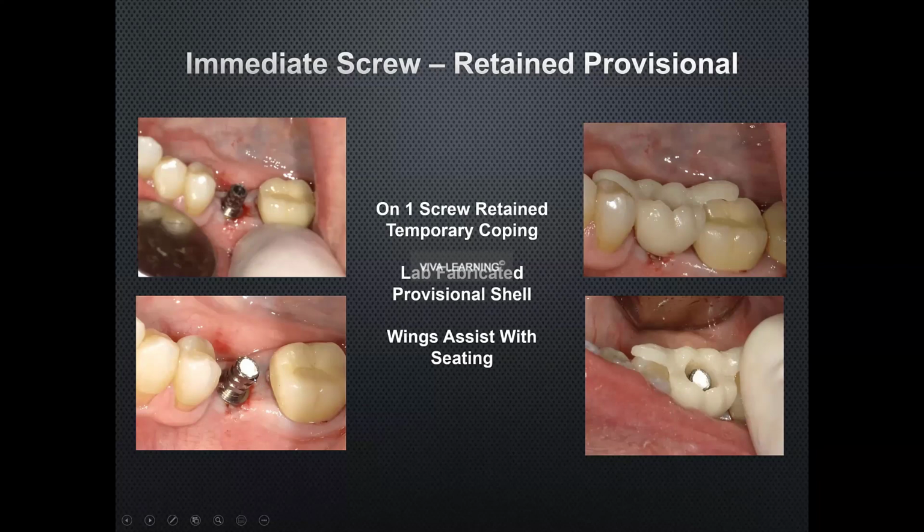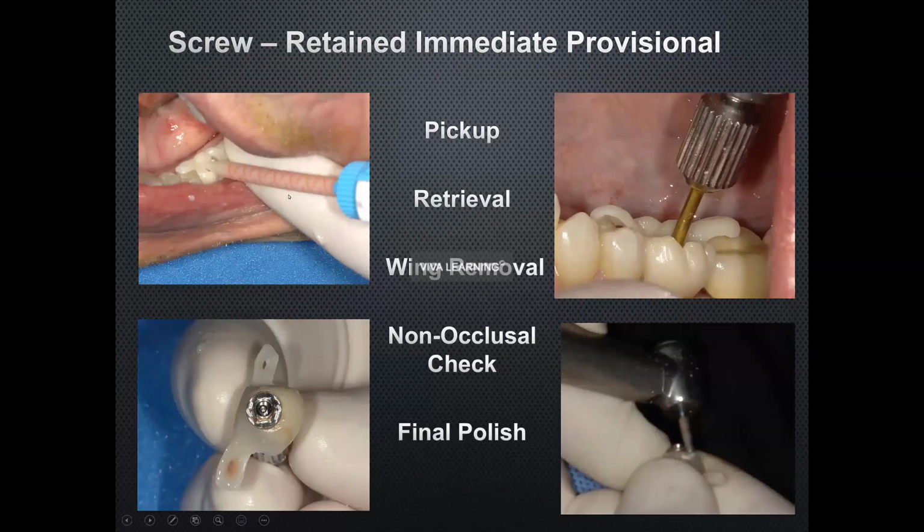Put a little silicone tape in the temporary hole, just so you don't mess up your screw hole, and then just seat it and capture it. So here you see us injecting the pickup resin. We're going to unscrew it and retrieve it, and very, very minimal polishing here. Again, this one was maybe a millimeter subgingival.